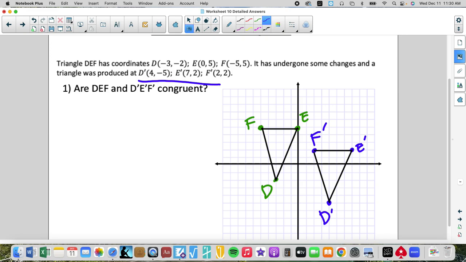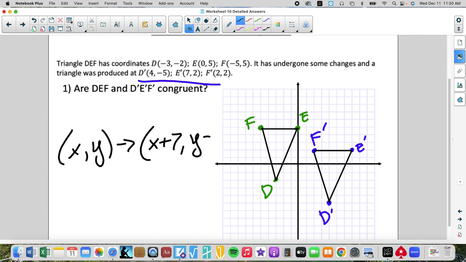We want to talk about the shift. You can say x, y changes from, so what did we do? We added 7 to x and subtracted 2 from y for every point. That was what we did. It was a horizontal and vertical shift. Cool. But yes, they are congruent.